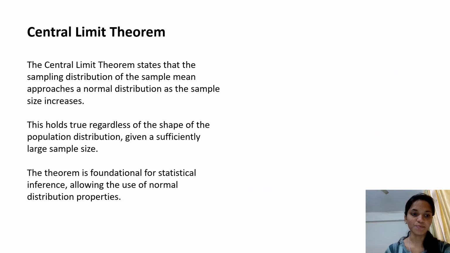Central limit theorem. The central limit theorem states that the sampling distribution of the sample mean approaches a normal distribution as the sample size increases. This holds true regardless of the shape of the population distribution, given a sufficiently large sample size. The theorem is foundational for statistical inference, allowing the use of normal distribution properties.